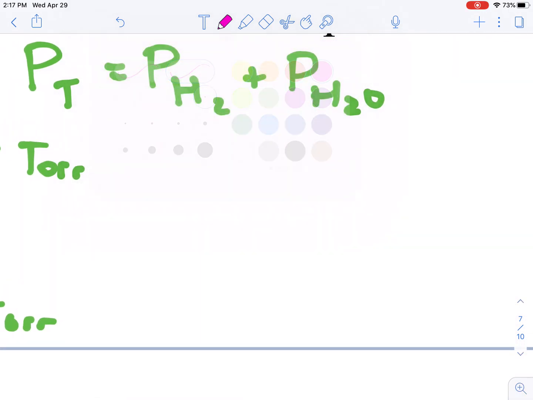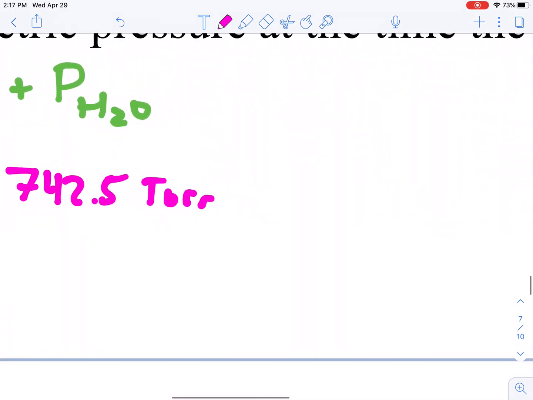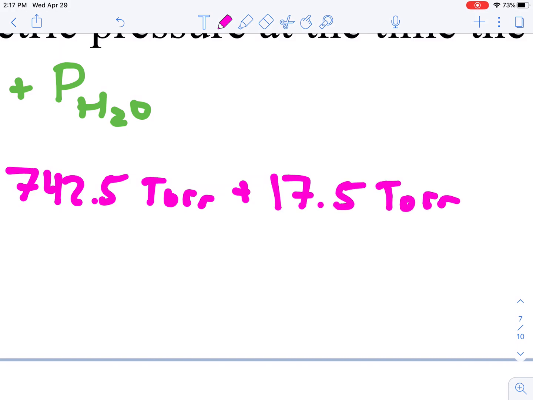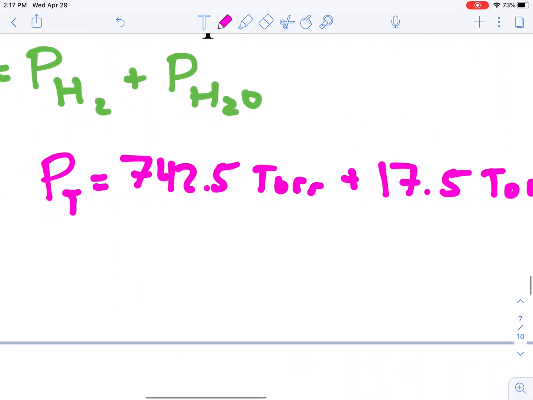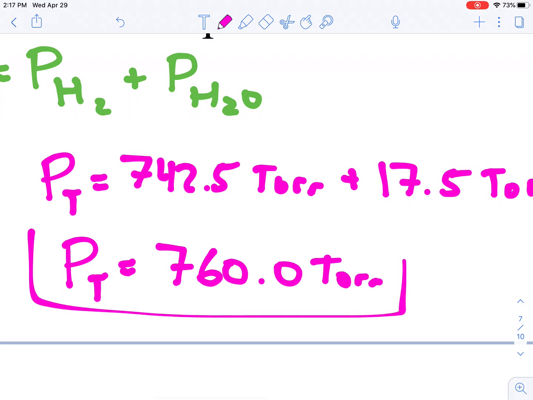So let's plug in what we know. We're looking for the total pressure. We know the partial pressure of hydrogen. It is equal to 742.5 torr, plus the vapor pressure of water, which we said was 17.5 torr at this temperature. So if you do that math, they're both significant to the tens place. You will end up with 760.0 torr, or standard pressure.